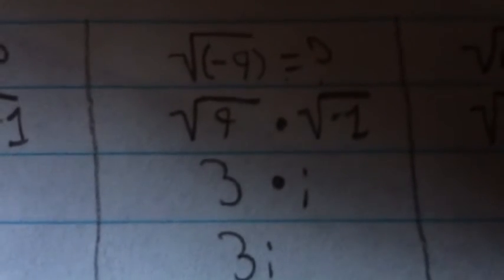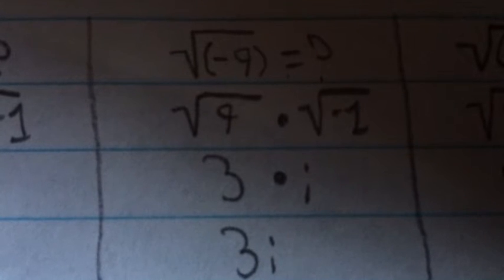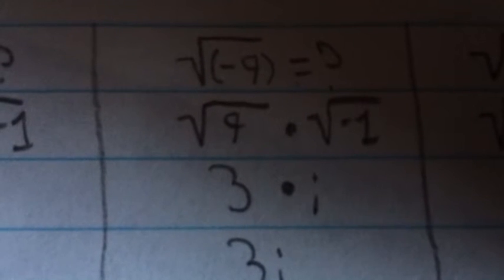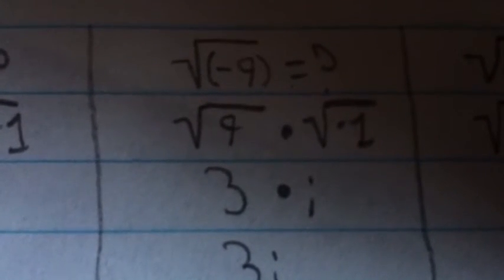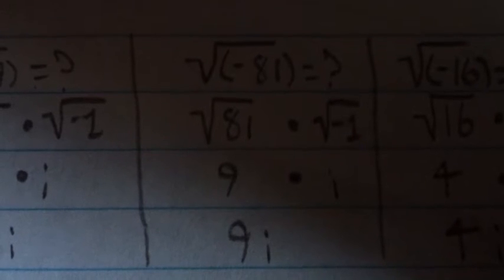The next one is the square root of -9, and the square root of -9 is the equivalent of the square root of 9 times the square root of -1, and the square root of 9 is 3, and the square root of -1 is i, so that's 3 times i, which is 3i. Next we have the square root of negative 81, which is the equivalent of the square root of 81 times the square root of negative 1. The square root of 81 is 9, and the square root of negative 1 is i, and 9 times i is 9i.